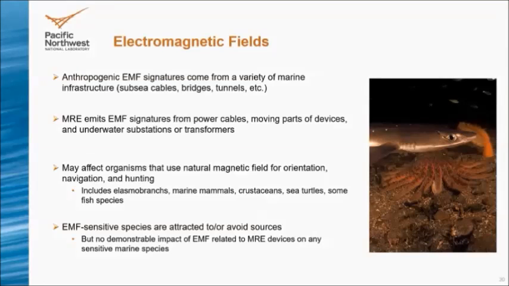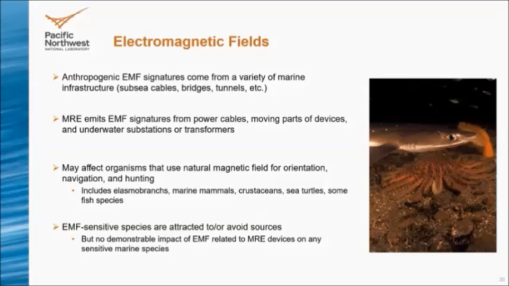So, we know that electromagnetic field, EMF, signatures come from many human activities, including simply the presence of infrastructure, large amounts of metals like cables and bridges and tunnel abutments and all that. So it's a little bit mixed up there in the marine environment as it is on land. And marine renewable energy devices, the export cables are likely to be emitting EMF, as are moving parts of the devices, and if there were underwater substations, transfer stations, transformers, et cetera, they would as well.